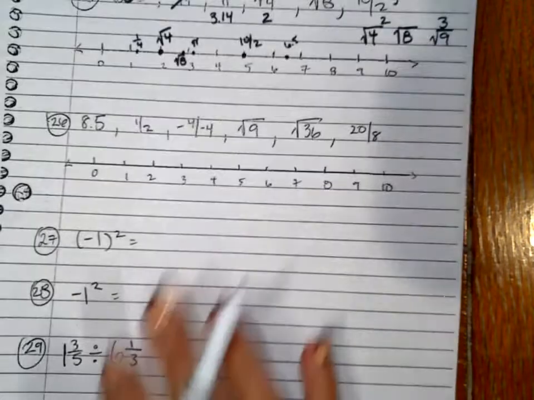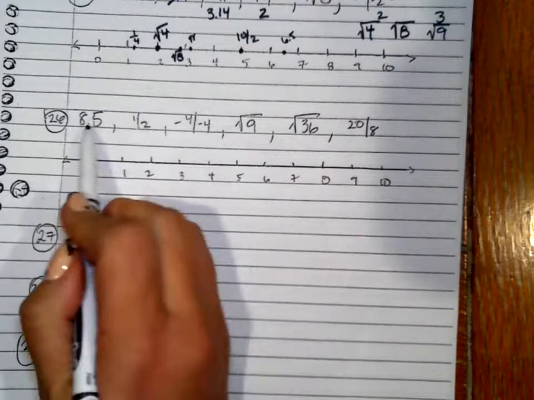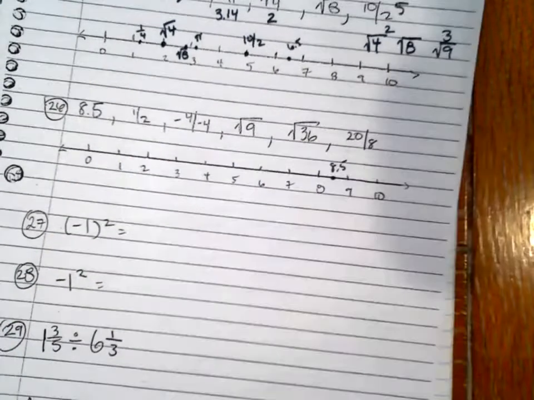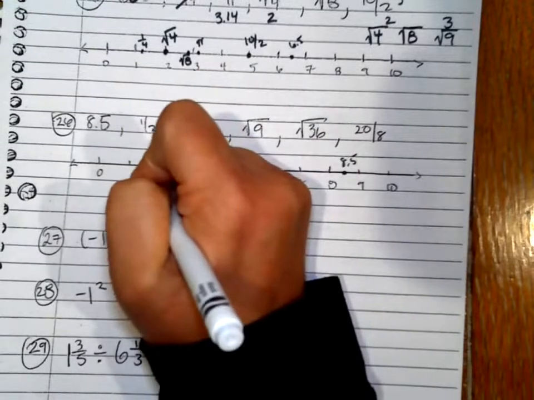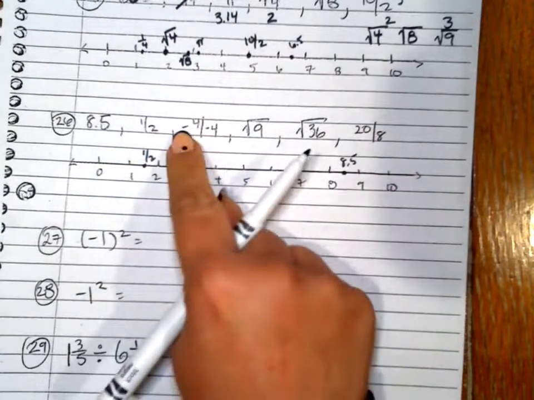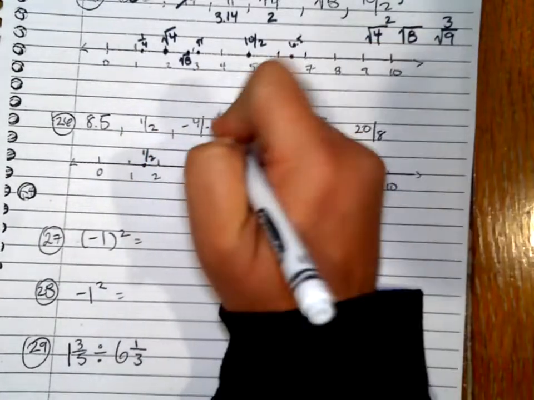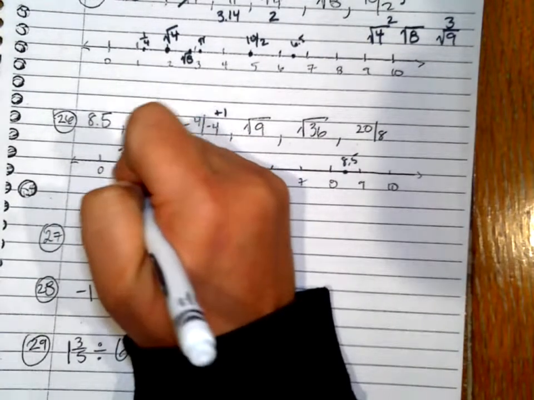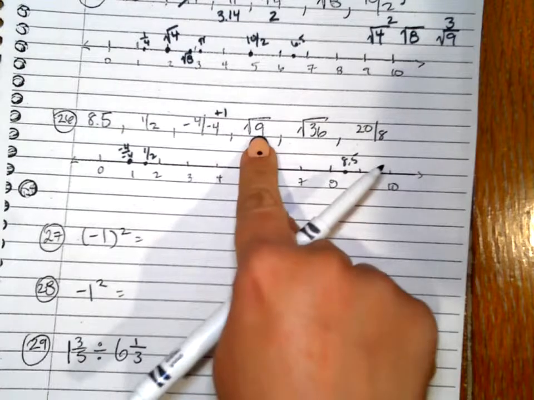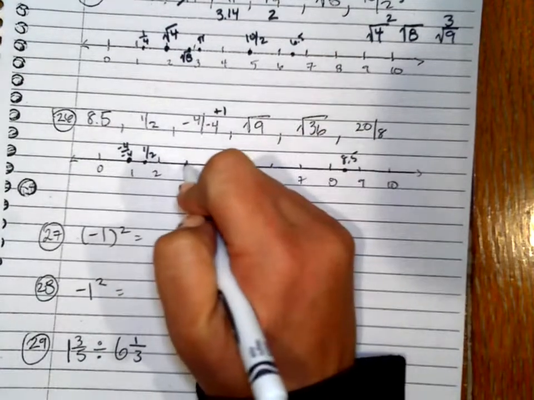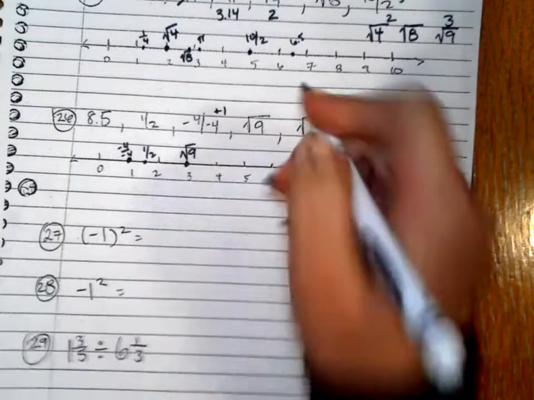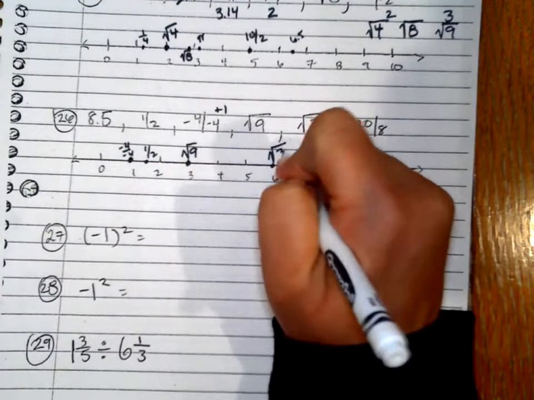Okay, let's do this one. 8.5, right here in the middle, 8.5. 1/2, leave it right there. -4 over -4 gives me a +1. We'll put it right here. Square root of 9 is 3. Square root of 36 is 6.